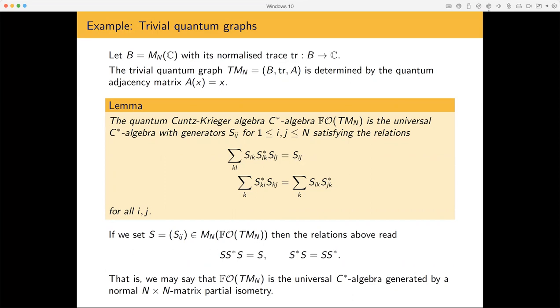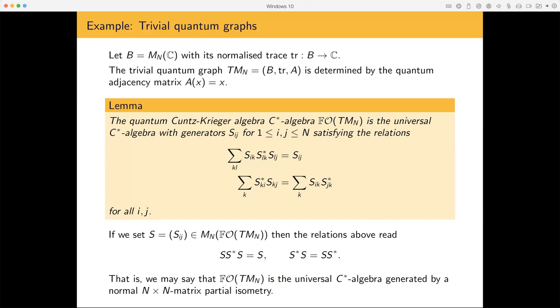And there are two conditions. The first one is that this matrix is a partial isometry. So in a sense, we have a C-star algebra generated by an n by n matrix partial isometry. And the other condition is that this isometry should be normal, so S star S is equal to SS star. If n is 1, then this is just saying that we're looking at functions on the unit circle. That would be what you get.